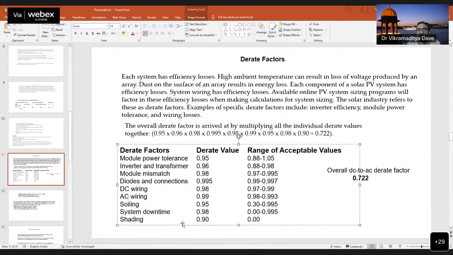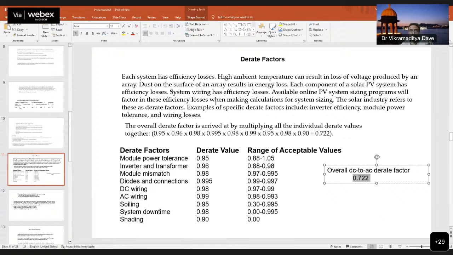Then shading effect is generally there. We expect that we should avoid the shaded area, but sometimes things are not in our hands, so some building is constructed near it, or some tree grows, which in fact should not be there, but if it happens, then we also take into account a derating value of 0.90. And overall from DC to AC, the derating factor is being taken up to highest 0.722.